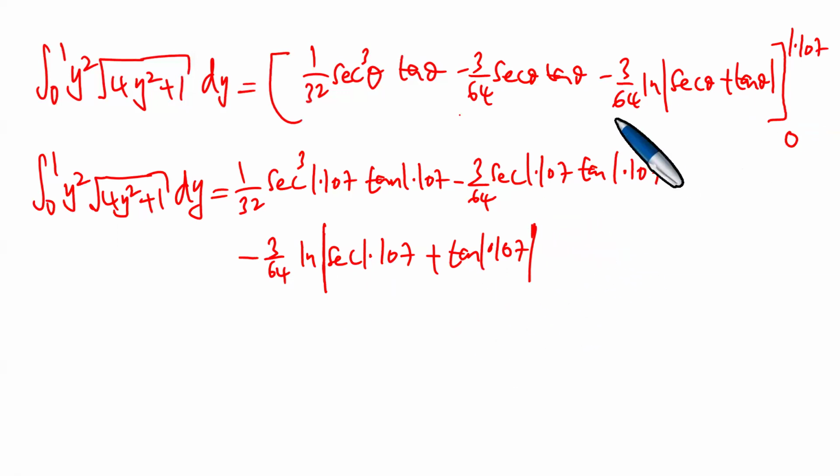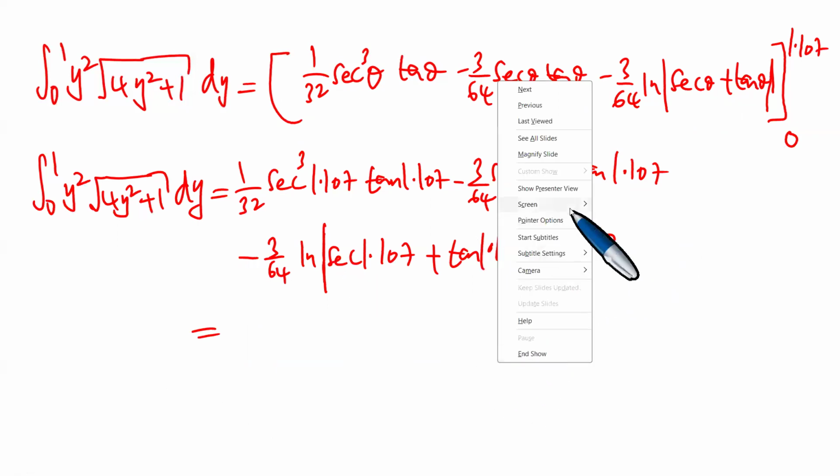So we substitute by this, and then we subtract substitution by 0. The tan of 0 is 0, and here the tan of 0 is 0, but the secant of 0 is 1, and therefore the ln of 1 becomes 0. So substitution by 0 produces zeros. Now we just need to use a calculator for this, and it will give us the correct estimate.